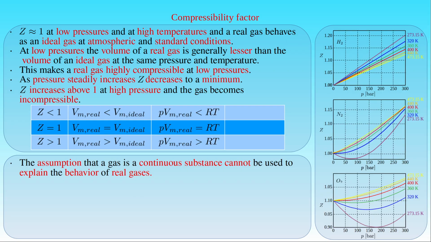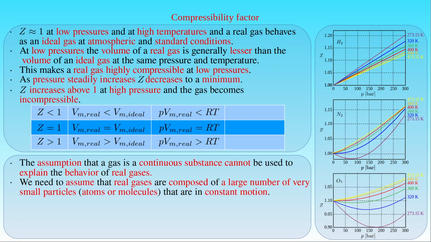We established that the unit of mole appearing even in the ideal gas law describes a given amount of gas species measured in the number of particles that form the continuous substance of gases dealt with under standard condition. Then we need to assume that real gases are composed of a large number of very small particles called atoms or molecules that are in constant motion.